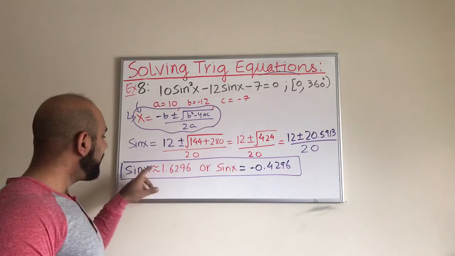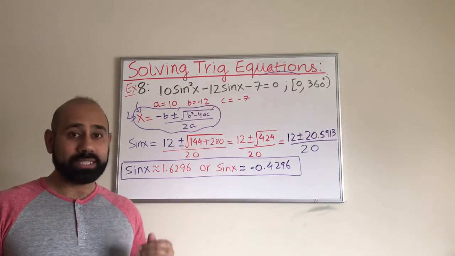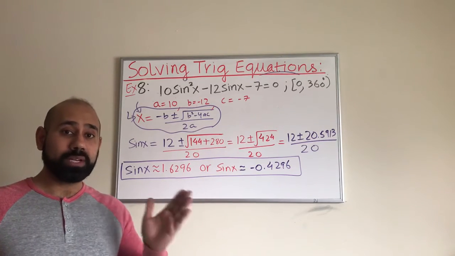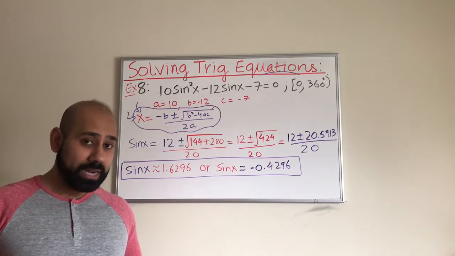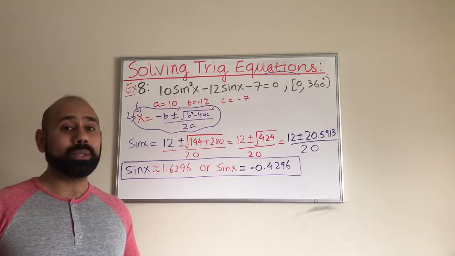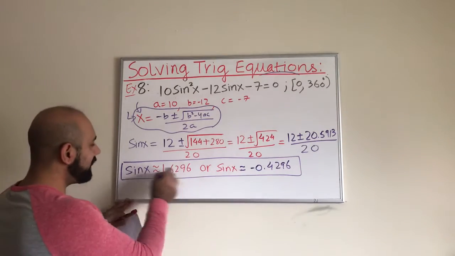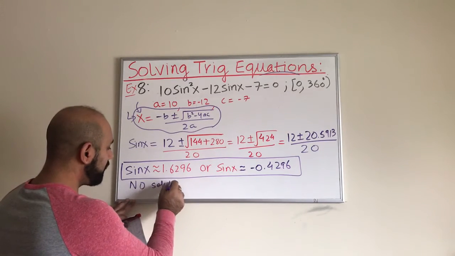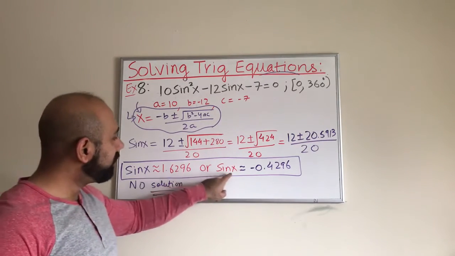Guys, this says the sine x is 1.6296, but we already know that sine cannot exceed positive 1 because the range for the sine function is between negative 1 and positive 1. It cannot exceed positive 1 and it cannot go any further below than negative 1. So it has to be between negative 1 and 1, although the endpoints are also included. So that means since this is not possible, for this equation we have no solution because we already know that sine cannot exceed positive 1.